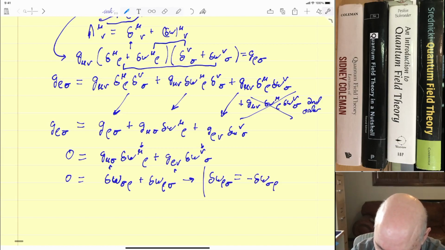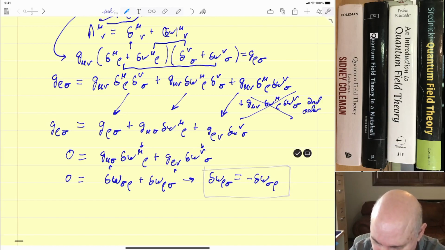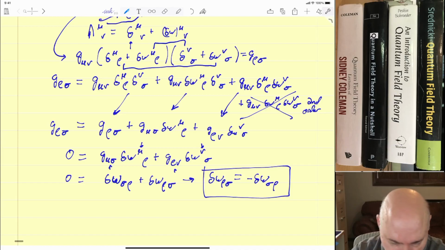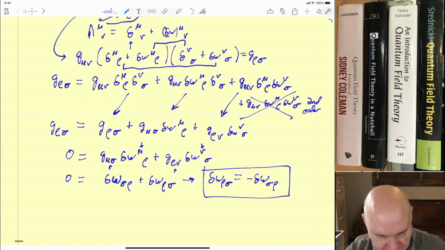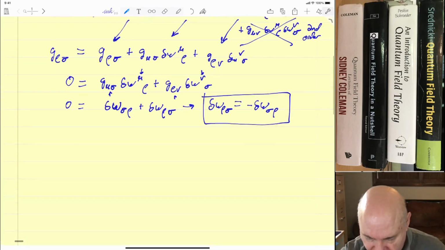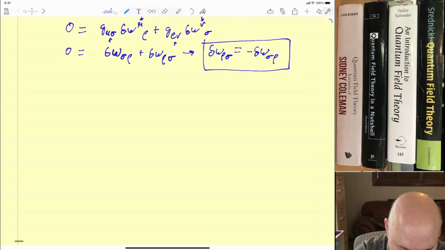And that's what we wanted to prove. So that was easy. Just a matter of keeping track of indices, raising and lowering terms. Nothing deep there. Okay, so let's go on to problem 2.2.